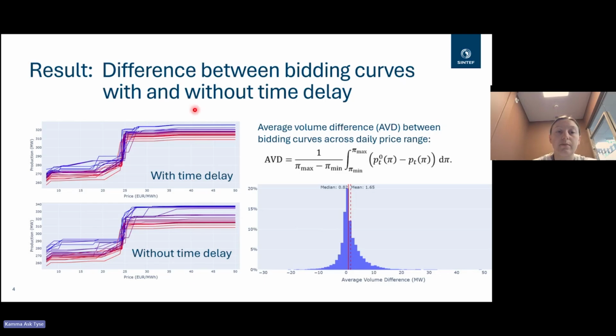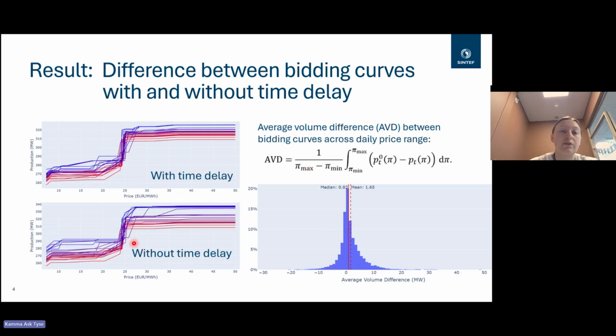If we want to measure the difference in bid volume of this curve and this curve for the entire price range, we can compute the continuous average difference, which we can do by computing this integral. And we call the result the average volume difference, AVD.